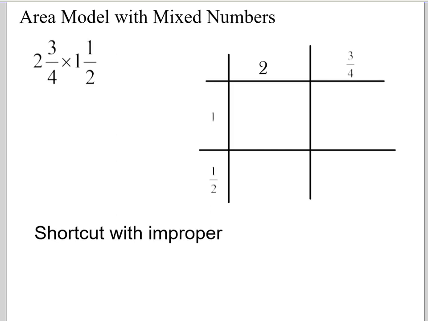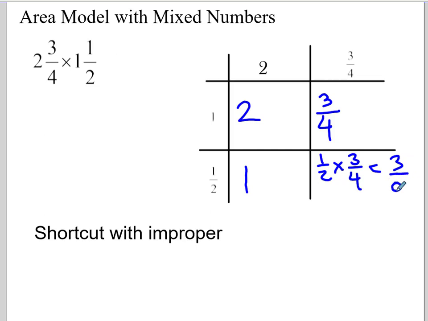So there's my 2 3/4 on the top, 1 1/2. There are elements of this method that are quick, and there are elements that are a little bit slower. 1 times 2 is 2. 1 times 3/4 is 3/4. So that line was pretty straightforward. Half of 2 is 1. And now the last piece is half of 3/4. And that becomes 3/8.